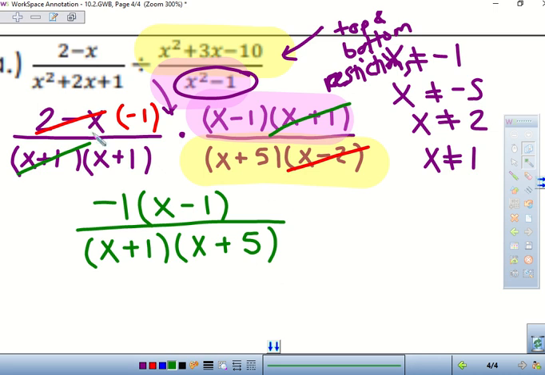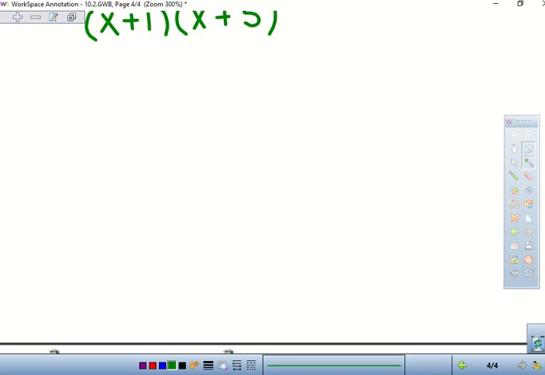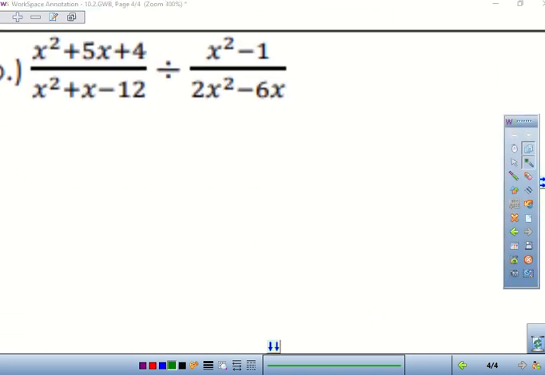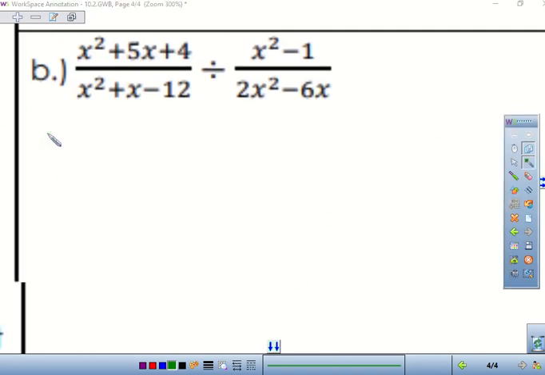So my main thing is you don't have to write it as all one big fraction before you start canceling stuff out. You can if you want. It's not wrong. It's just an extra step. All right. And letter B. Step 1 is to factor everything.